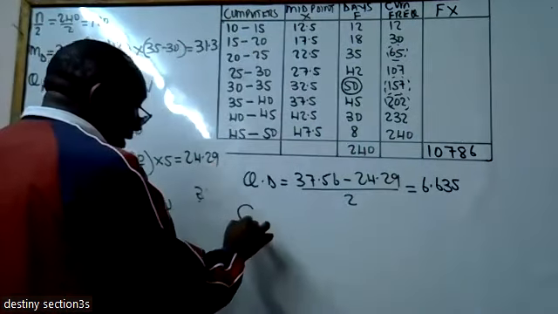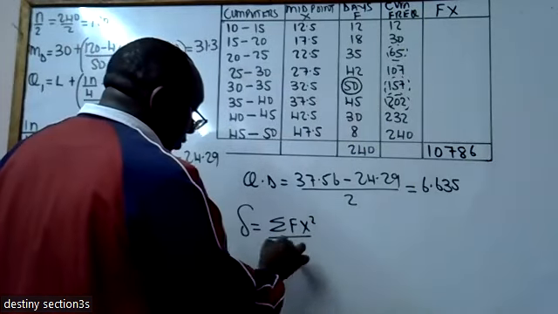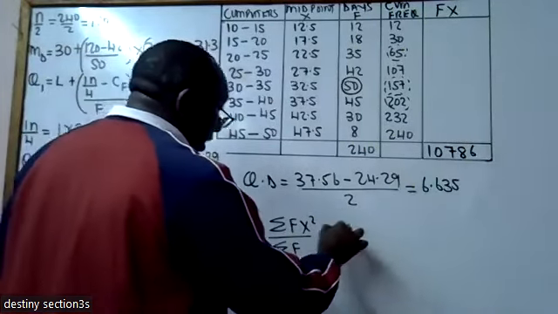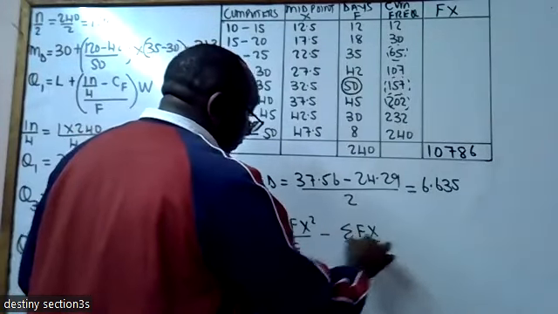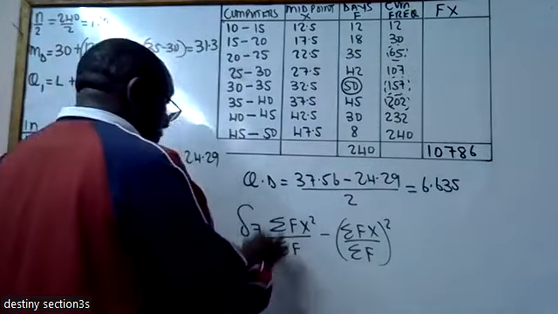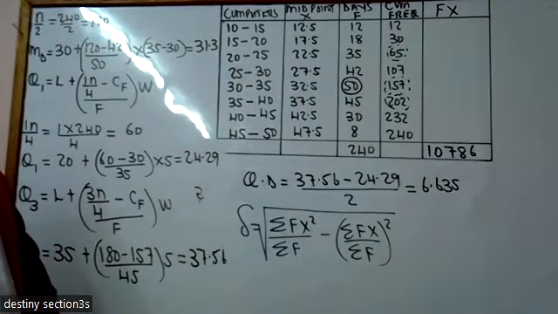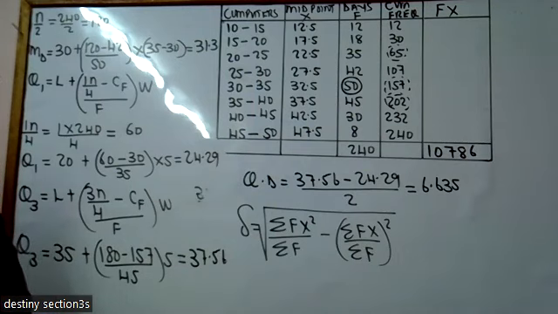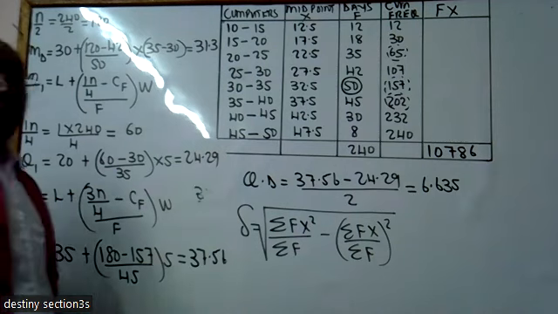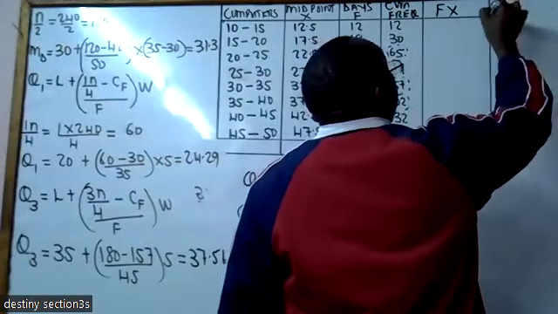Standard deviation is given as sum of fx square, you divide by sum of f, minus sum of fx divided by sum of f, squared, then this one you get the square root. That is how you get the standard deviation. So you return to the table, we create a column for fx square.